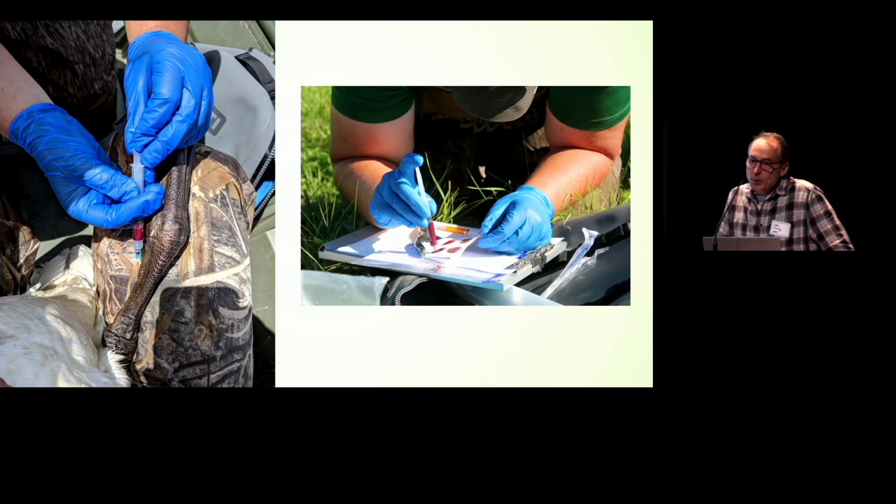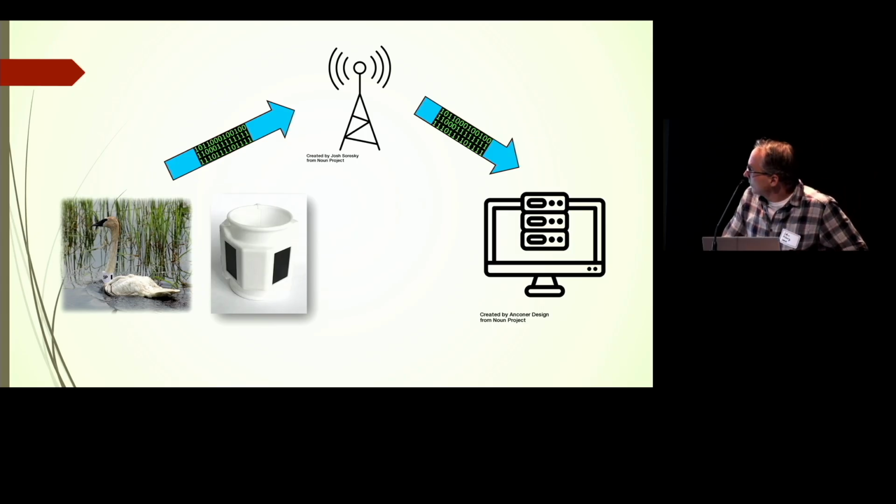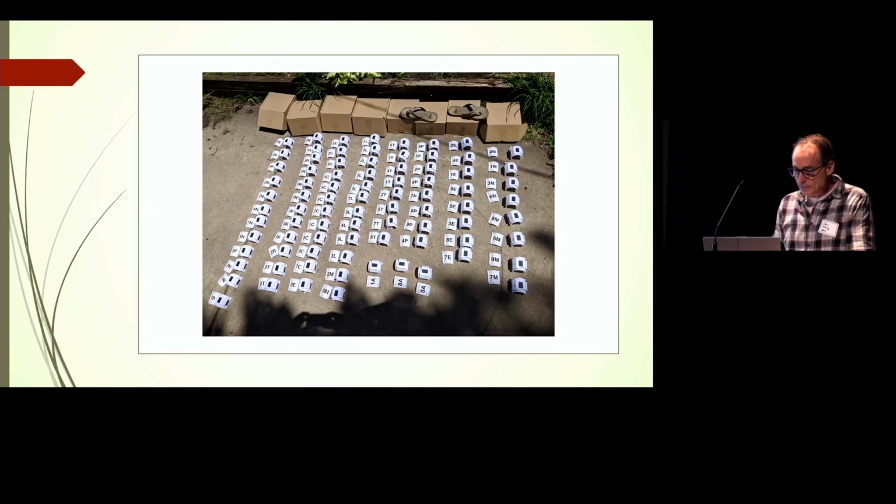Once they were captured, he took blood samples so that he could look at lead exposure and quantify genetics, and then put one of these little white collars on their neck, which then transmits locations every 15 minutes to cell towers. And so we can track the movements of these swans at a really fine scale.